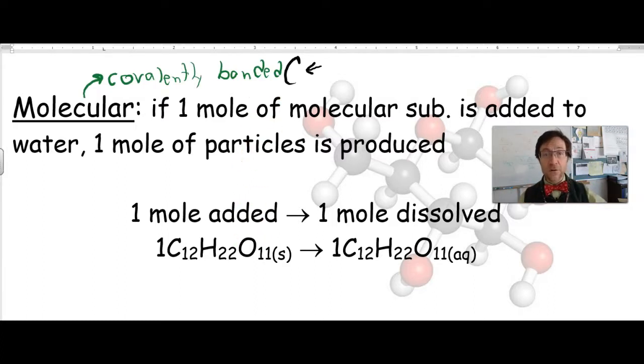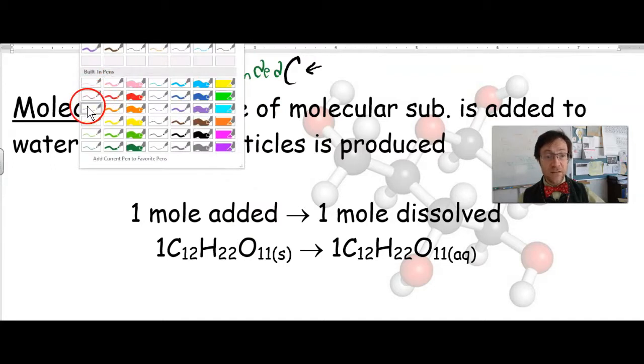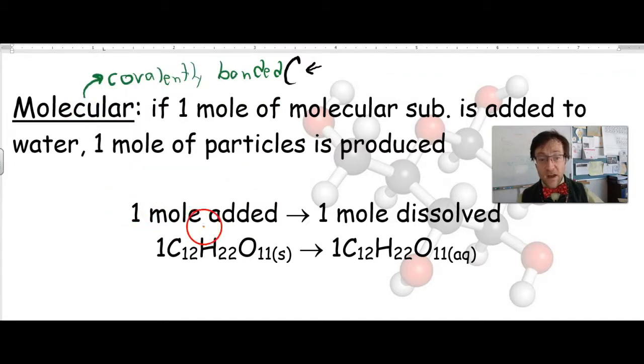So what that means for us in terms of colligative properties is that if you have 1 mole of a molecular substance to start with, when you dissolve it, you will have 1 mole of dissolved particles. And if you look, you see how this starts with carbon? Yeah, molecular, covalently bonded. It does not break apart. So anything carbon-based will not break apart. 1 mole yields 1 mole, straightforward. Easy peasy lemon squeezy.